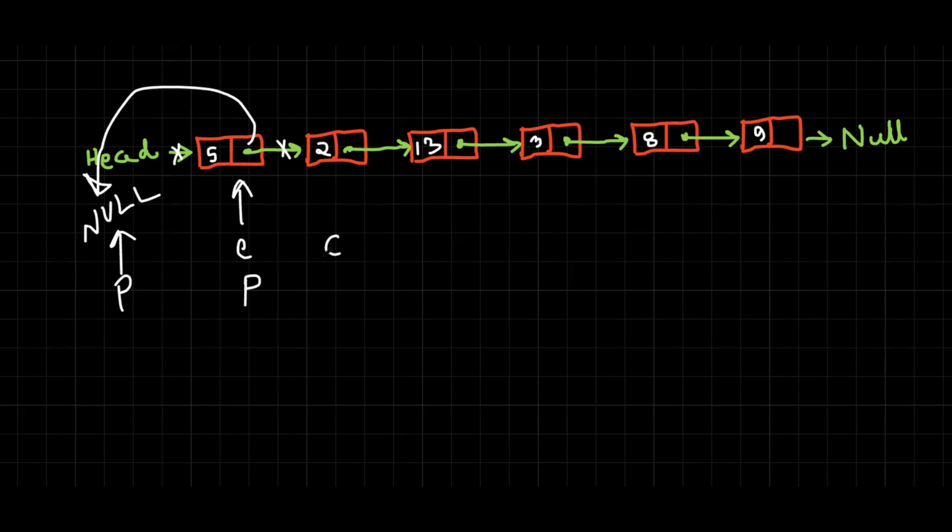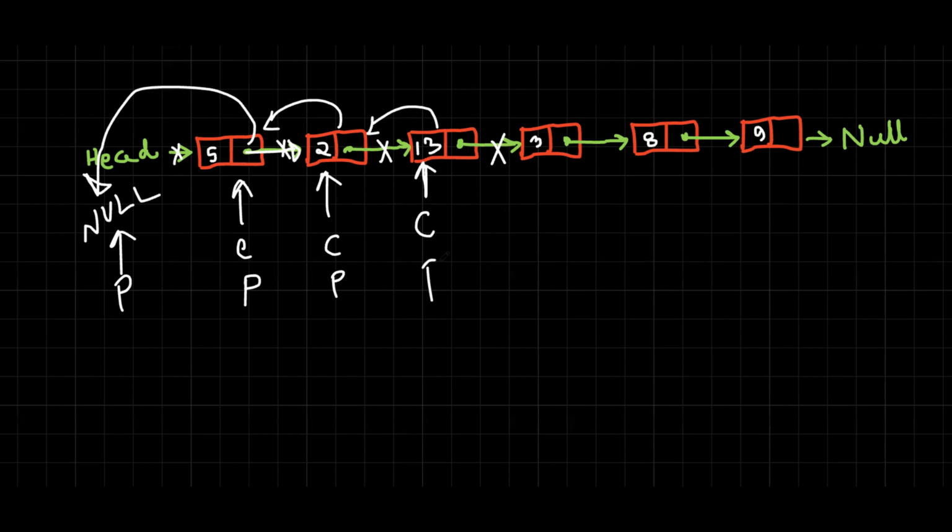But wait, how can we understand which is the next current node? Because this link is broken, right? So to find the next current node, we have to store this link in a variable before breaking it. Now here, current is here. Again, we have to break this link and add the connection backward. Now our previous is here and current is here. Again, we have to break this link and make the connection backwards.